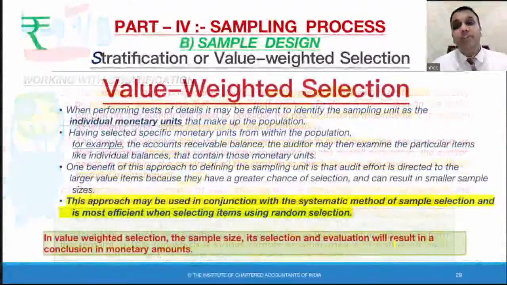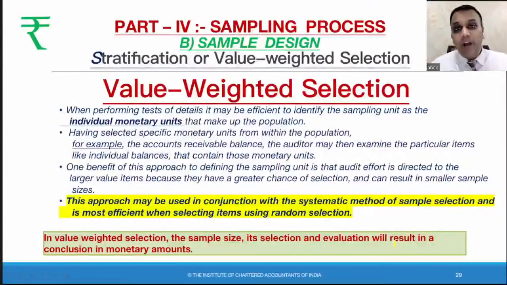Value weighted selection is very simple. You categorize, you divide your population on the basis of monetary value. So debtors from the value groups of less than 1 lakh, 1 lakh to 10 lakh, 10 lakh to 50 lakh, 50 lakh to 1 crore. So on the basis of monetary value, you might find the debtors less than 1 lakh or less than 10 lakh need not be checked, keeping in mind the volume of operations of the organization. So when performing test of details, it may be efficient to identify the sampling unit as individual monetary units.